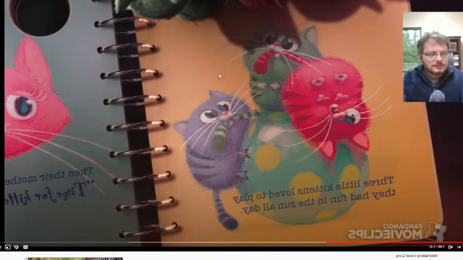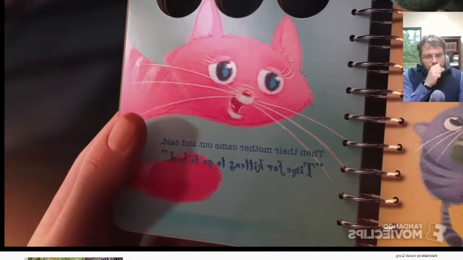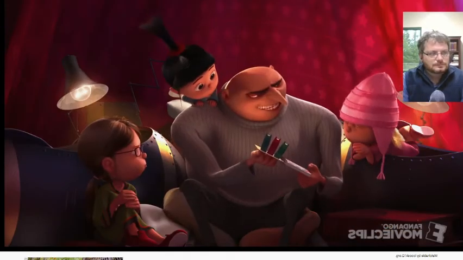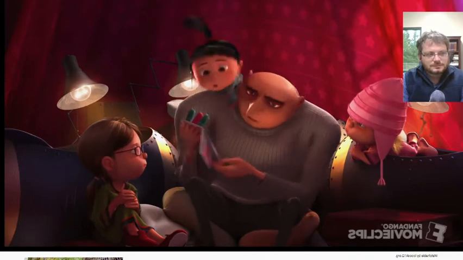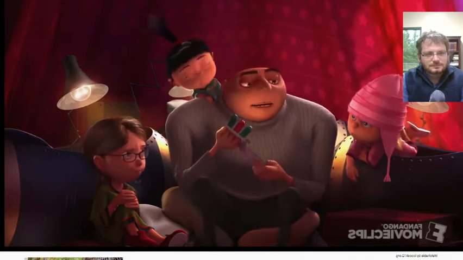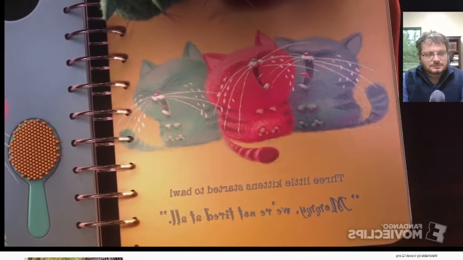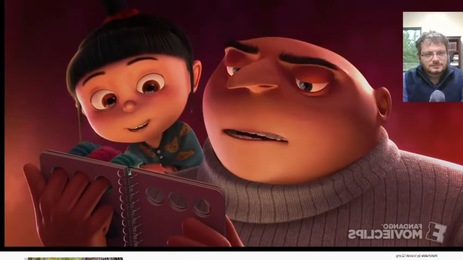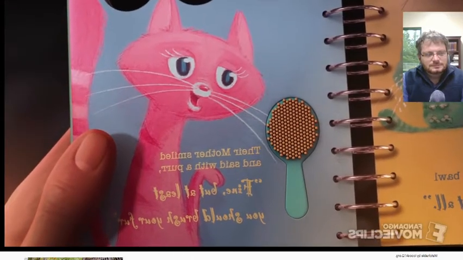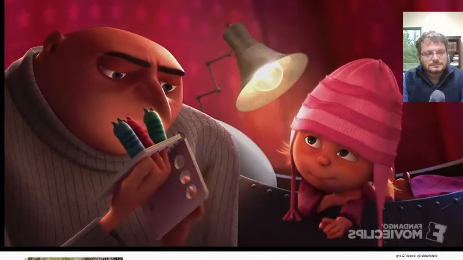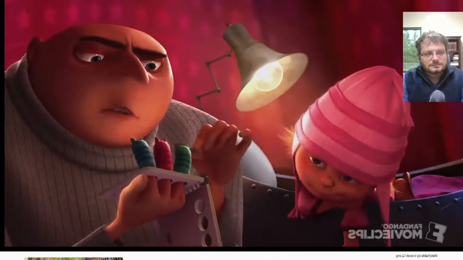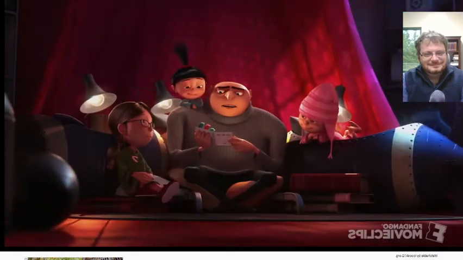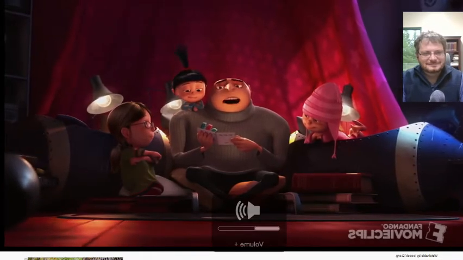Play. They had fun in the sun all day. Then their mother came out and said, time for kittens to go to bed. Wow, this is garbage. You actually like this? Keep reading. Come on. All right. Three little kittens started to bawl. Mommy, we're not tired at all. Their mother smiled and said with a purr, fine, but at least you should brush your fur. Now you brush the fur. This is literature? A 2-year-old could have written this. All right. Three little kittens with fur all brushed said, we can't sleep. We feel too rushed.